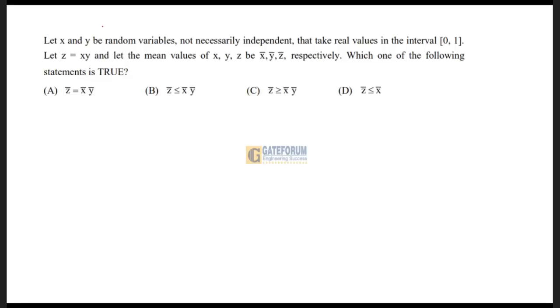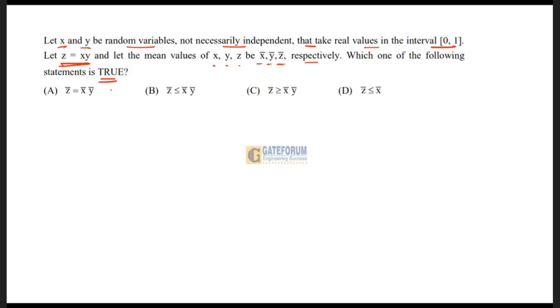The following question was basically a simple question from simple statistics concept for 2 marks. The question is, let x and y be random variables, not necessarily independent, that take real values in the interval of 0 to 1. Let z equal x multiplied by y, and let the mean values of x, y, and z be represented as x bar, y bar, z bar, respectively. Which one of the following statements is true, right?